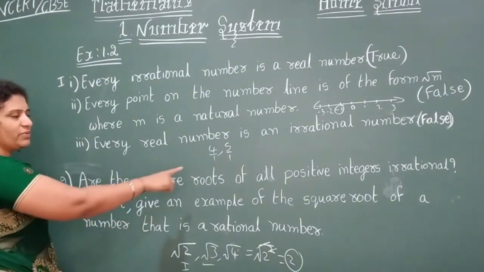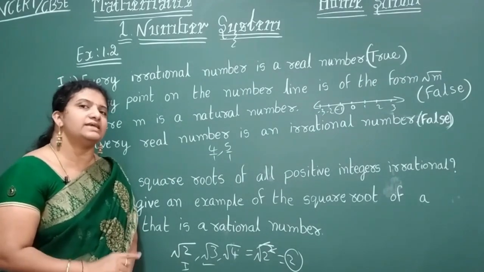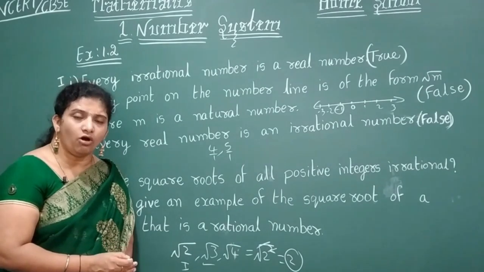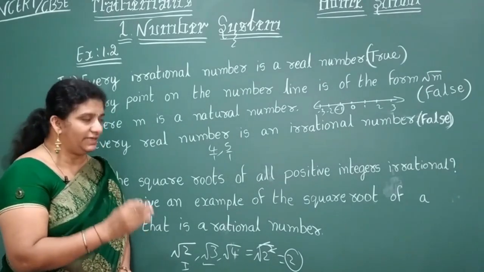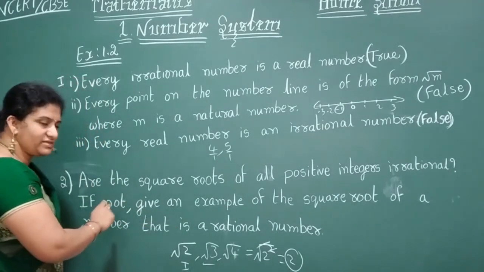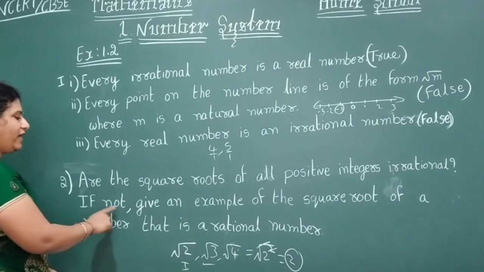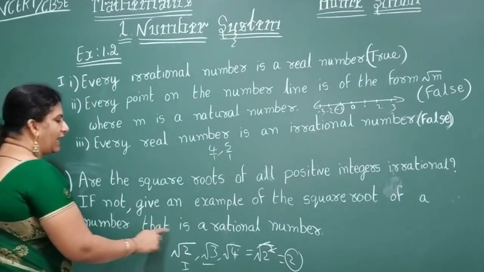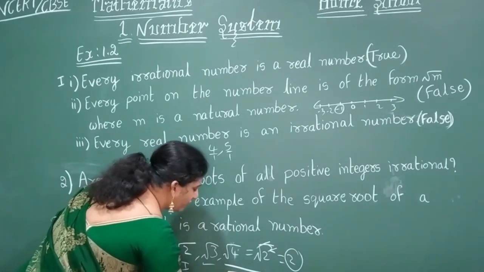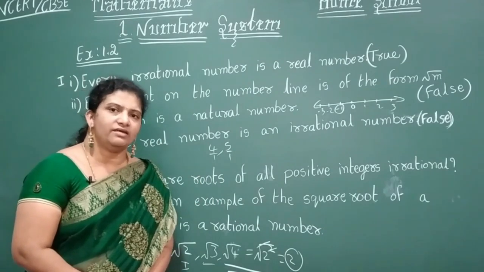So what can you say here, are the square roots of all positive integers irrational? No, some numbers are not irrational. Examples: root 4, root 9, root 16, root 36, root 25. These are all square roots of positive integers, and those numbers are not irrational, they become rational. The sub question asked here is, if not, give an example of the square root of a number that is a rational number. Already we have given examples here. If you need one more example, you can take the square root of 25. I can write this as the square root of 5 squared. The square and root will be cancelled. You are left with 5, where 5 is a rational integer.